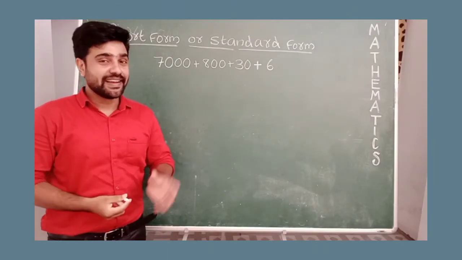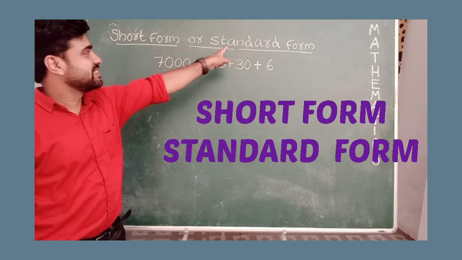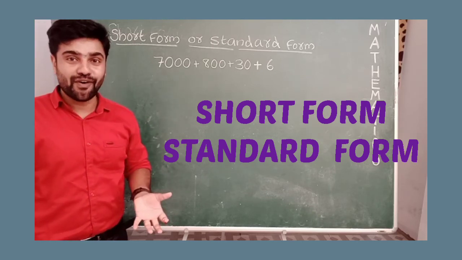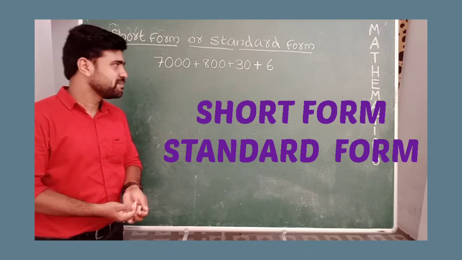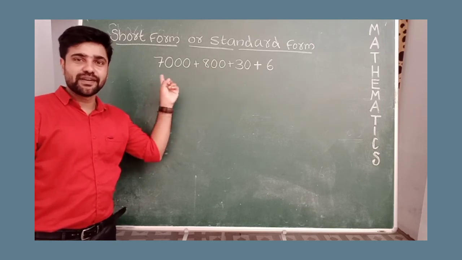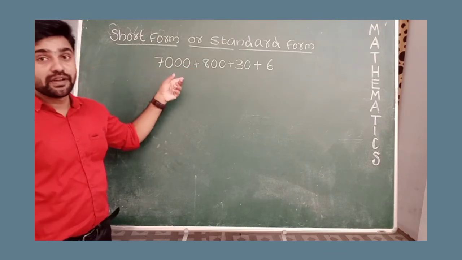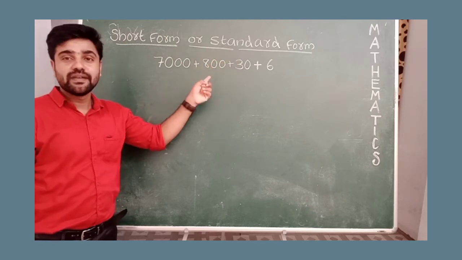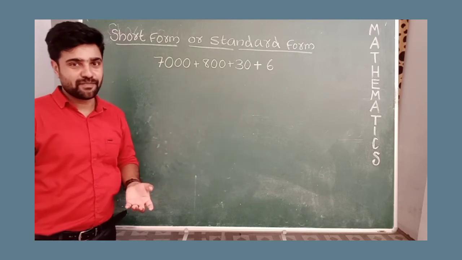Another small concept to learn. Short form or standard form of a number. How can we write short form or standard form of a number? That also is very easy. We can see an expanded form of a number on the board. Then how can we find out the short form or standard form of a number from this expanded form?